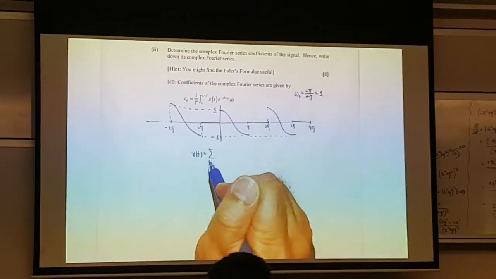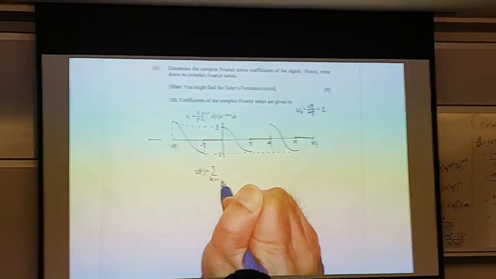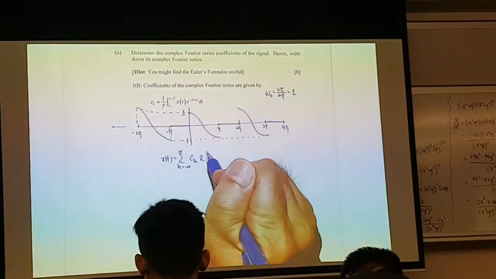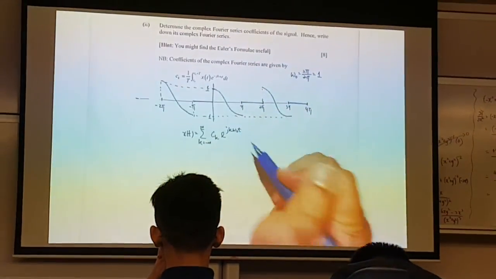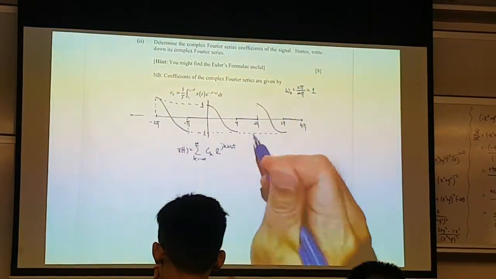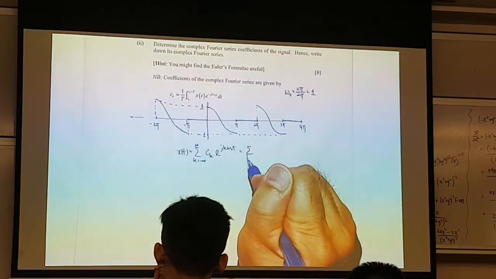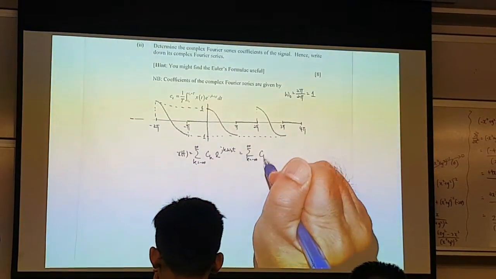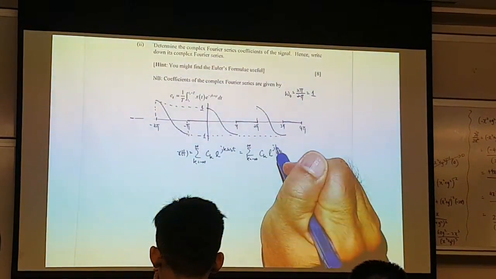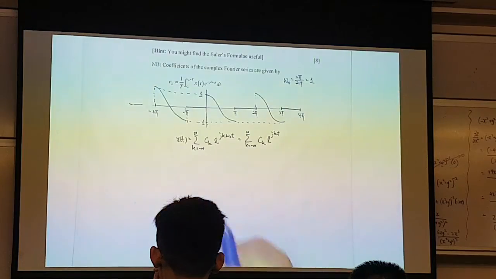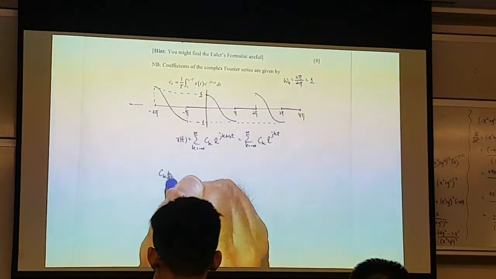So x(t) is equal to the summation of k from negative infinity to positive infinity of c_k e to the power of j k omega naught t. In this case, we already know that omega naught is equal to 1, so we have the summation of k from minus infinity to positive infinity of c_k e to the power of j k t, because omega naught is equal to 1. So now we go back to calculate what is your c_k.